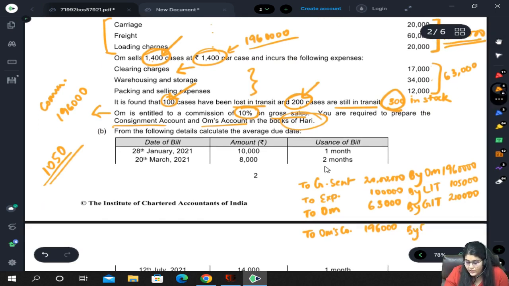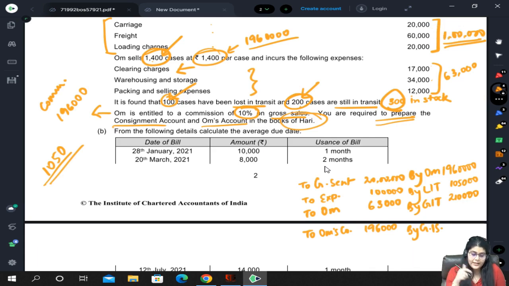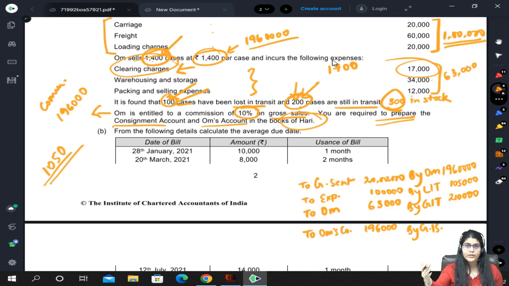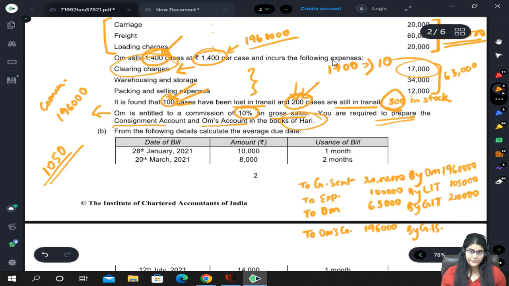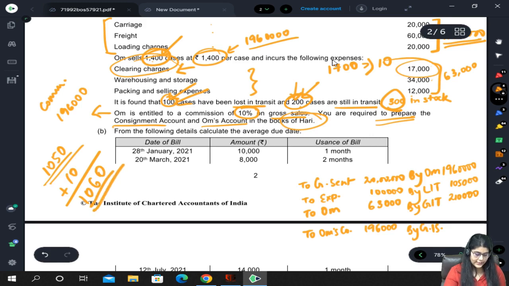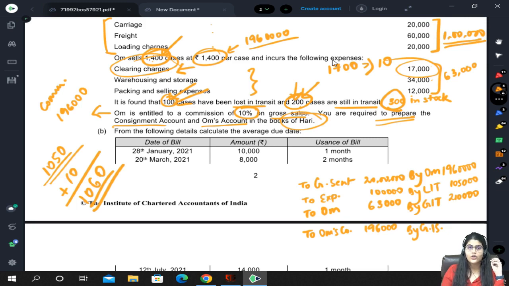And finally, the goods in stock, the remaining 300 which have not been mentioned. For these, we are assuming that only the clearing charges have been incurred; the warehousing, storage, packing, selling have not been incurred since they are still remaining in stock. So this 17,000 was actually incurred for 1700 cases, because these 300 cases, this 100 and this 200, have still not been able to reach Om. So this 17,000 was for 1700 cases, which means for each case 10 rupees clearing charges were charged, which means this 10 should be added. So the goods in stock should be valued at 1060. 300 cases valued at 1060, giving us 318,000.